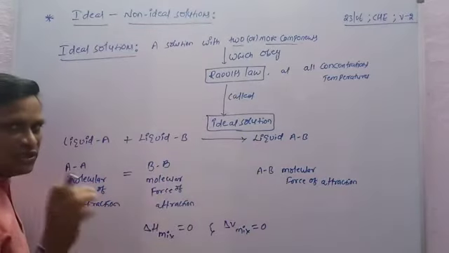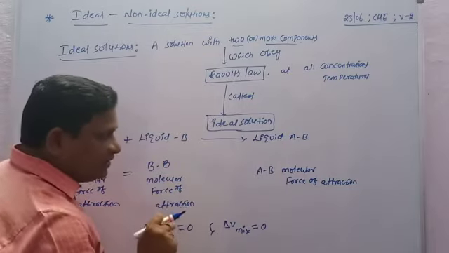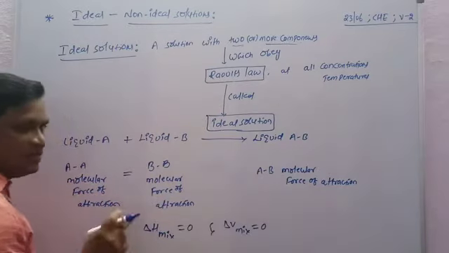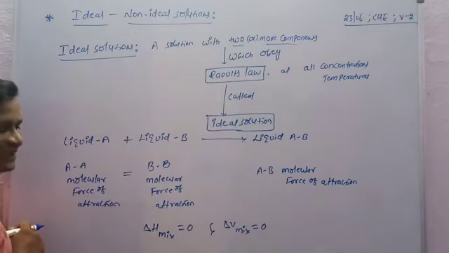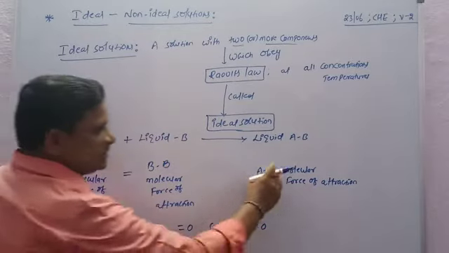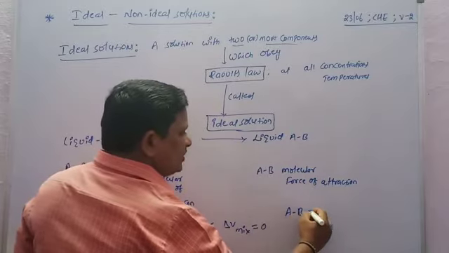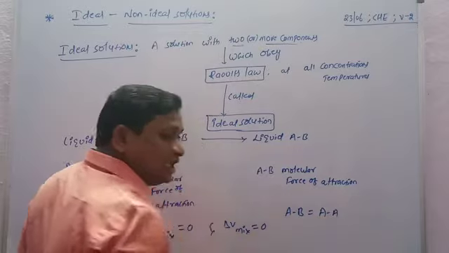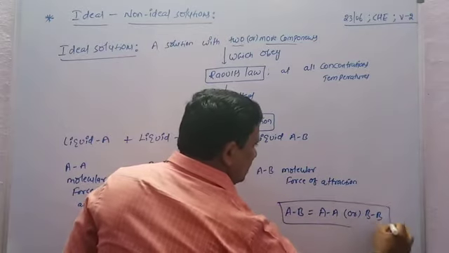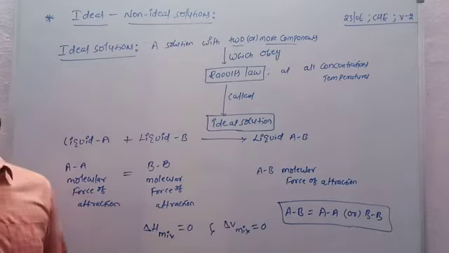Now the obtained solution behaves as an ideal solution when the molecular force of attractions between AB is equal to the AA molecular forces or the BB molecular forces. Then the obtained solution behaves as an ideal solution.